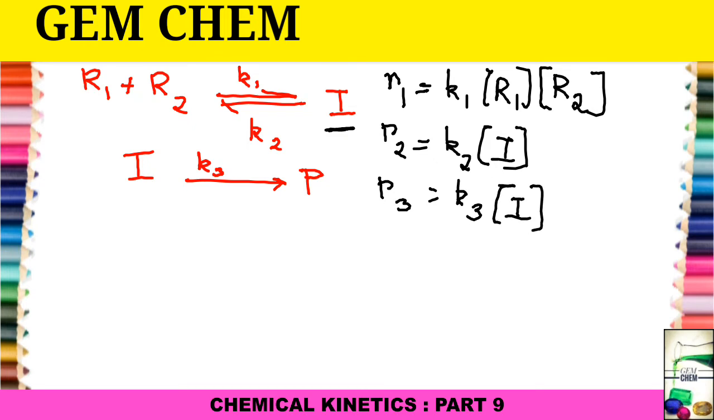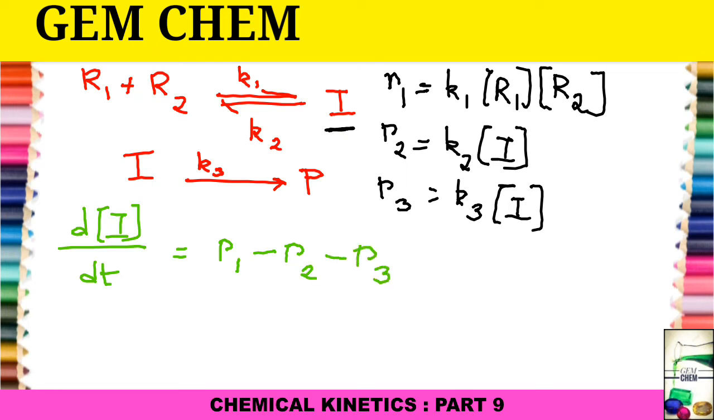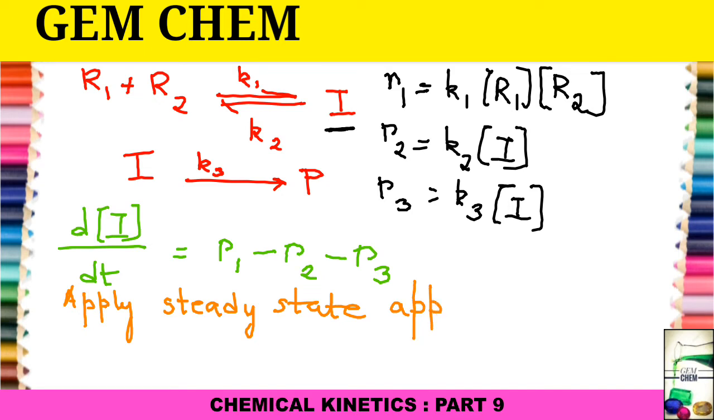Now we will write down the differential of I, that is dI by dt. This is equal to rate 1, since there is a formation, minus rate 2 because there is a disappearance of I, again minus rate 3 because again there is a disappearance of I, right? Now we have to apply the steady state approximation. And what is it? That dI by dt will be equal to 0, right?